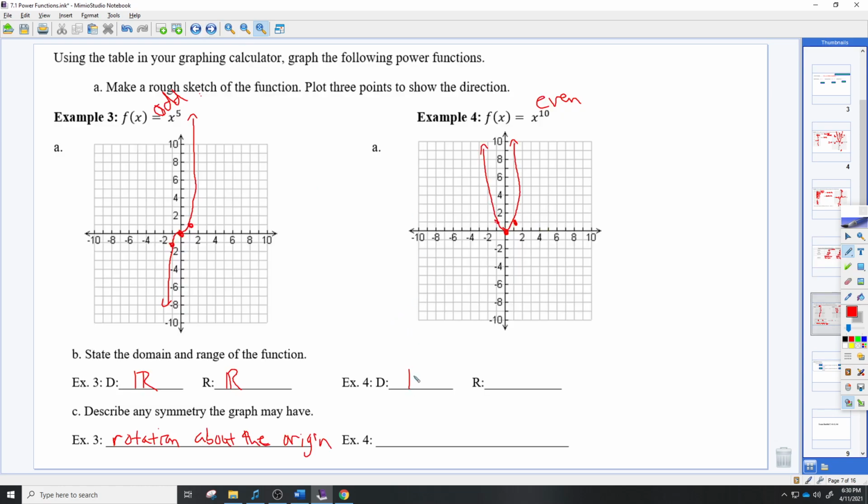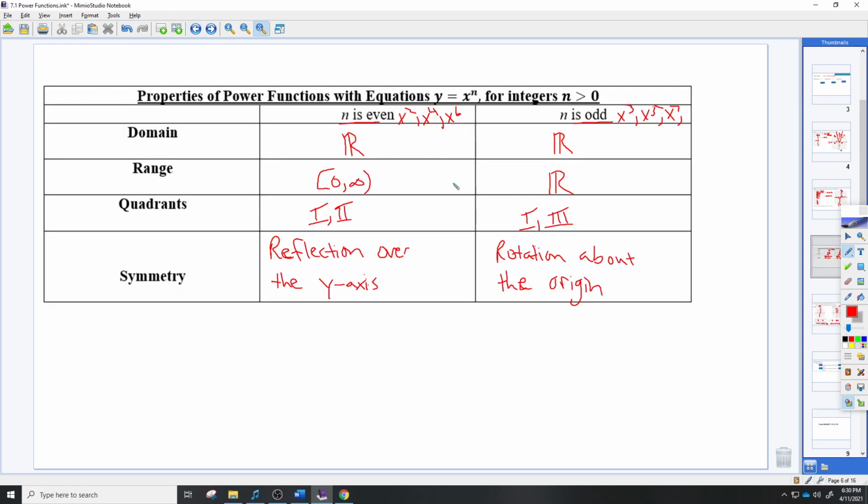So we know it has a domain of all real numbers. The range is from 0 to infinity. So that's a bracket. And then what kind of symmetry does it have? This is the reflection over the y-axis. Again, answers will always be the same. So really, if you just know this table, you'll be good.